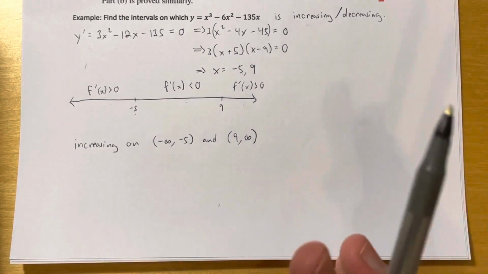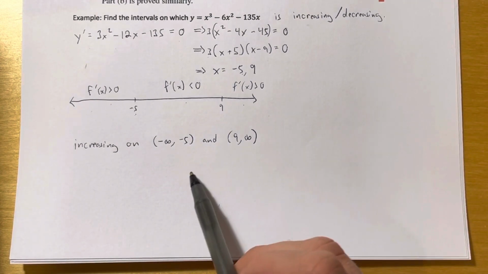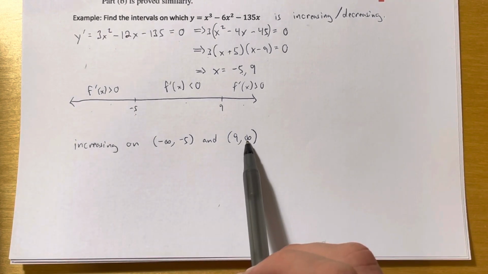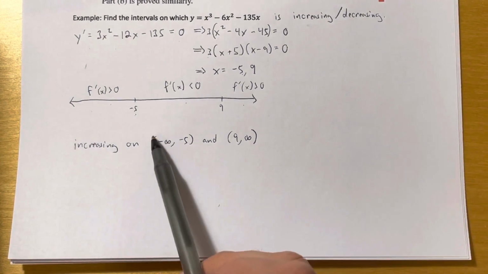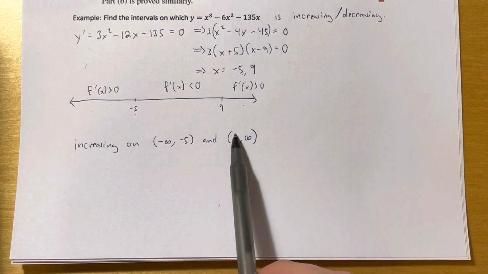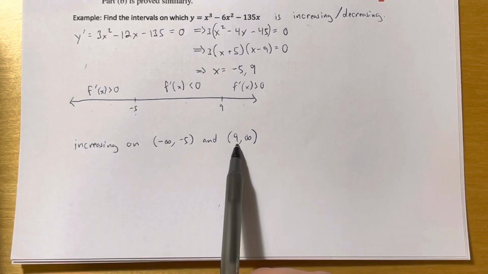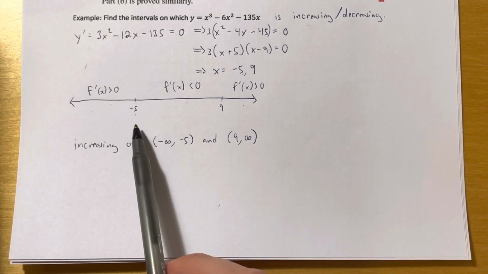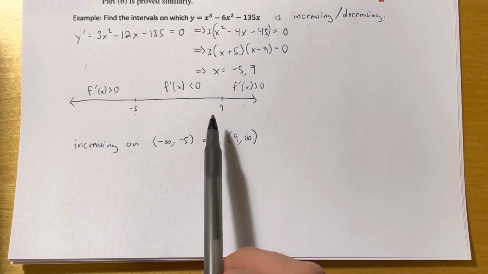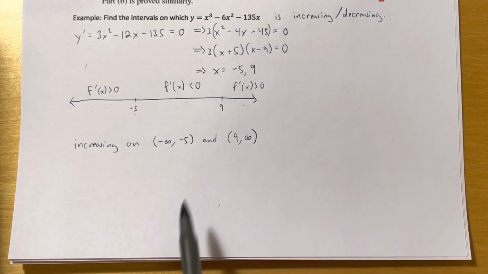Now, somebody will probably end up asking me this, so I'm just going to answer this now. Why am I using open parentheses as opposed to closed brackets? Well, first of all, you can never use a closed bracket around infinity or negative infinity because those are not numbers, they don't exist, so we always use open parentheses there. But this is an open parenthesis at negative 5, and this is an open parenthesis at 9, because we do not want to include negative 5 and 9 in these intervals. And the reason for that is because the derivative is neither positive nor negative at those numbers. We already found that it's equal to 0 there. So the function is neither decreasing nor increasing at those values. Those do not belong in the intervals.